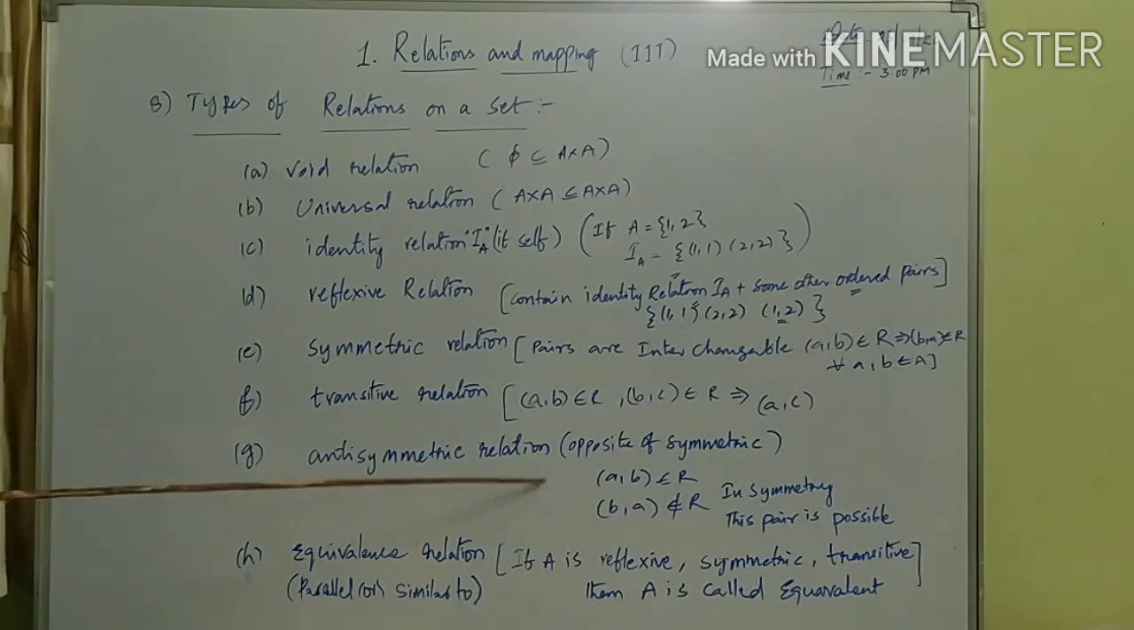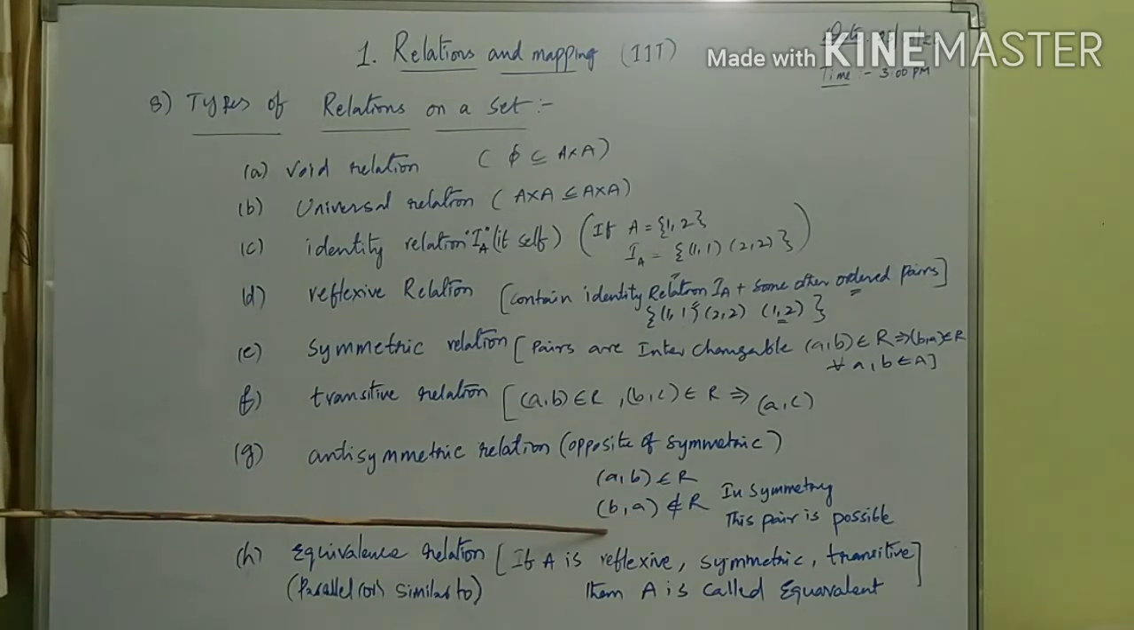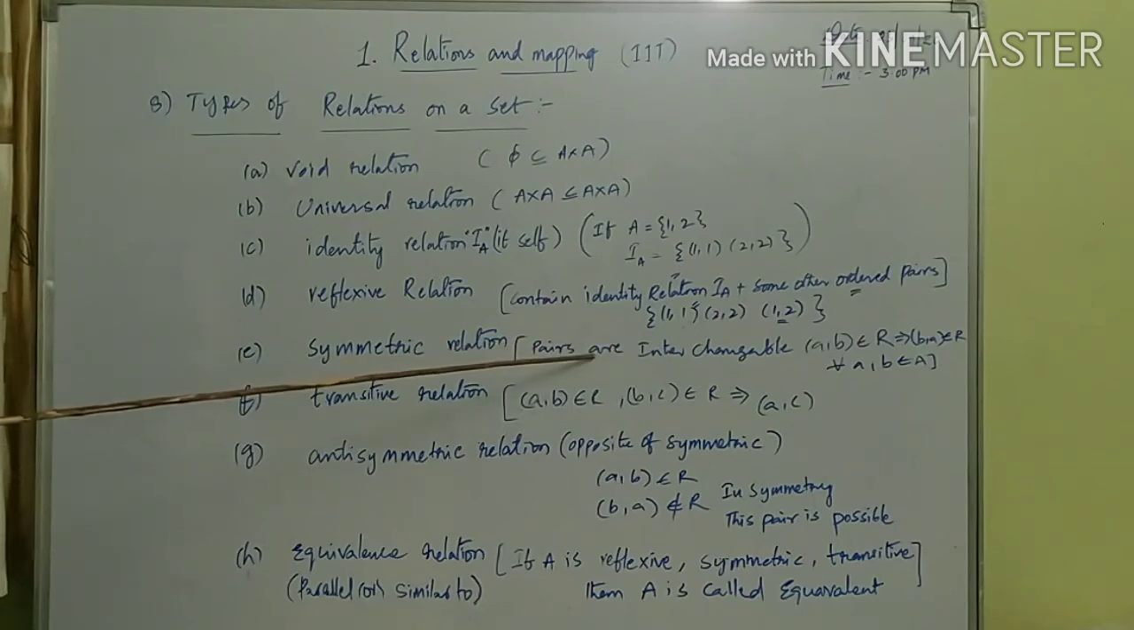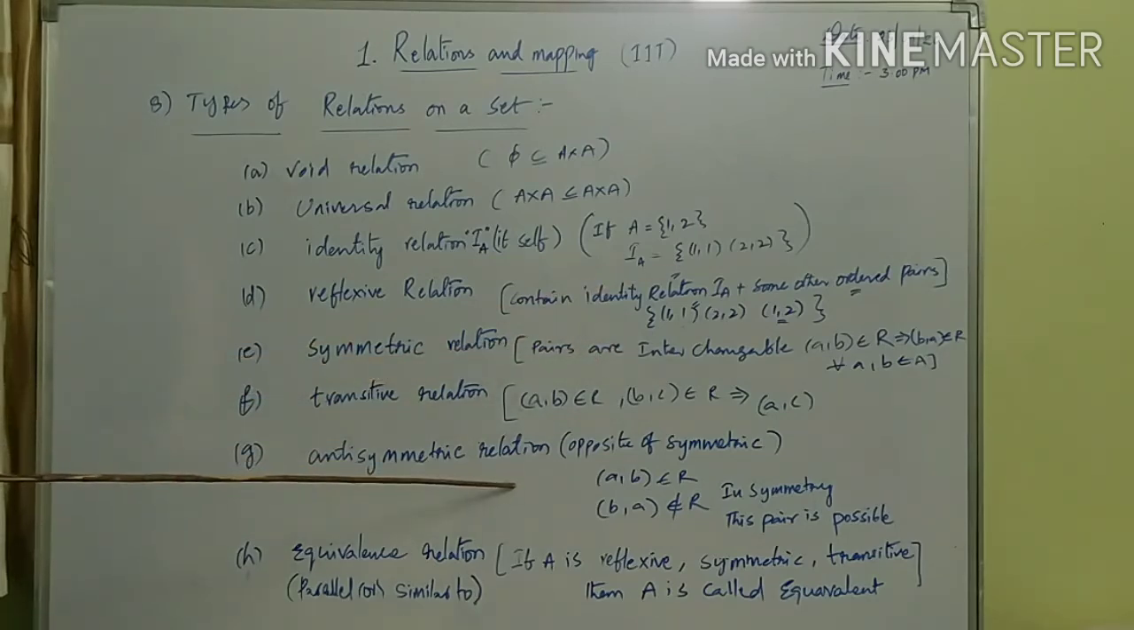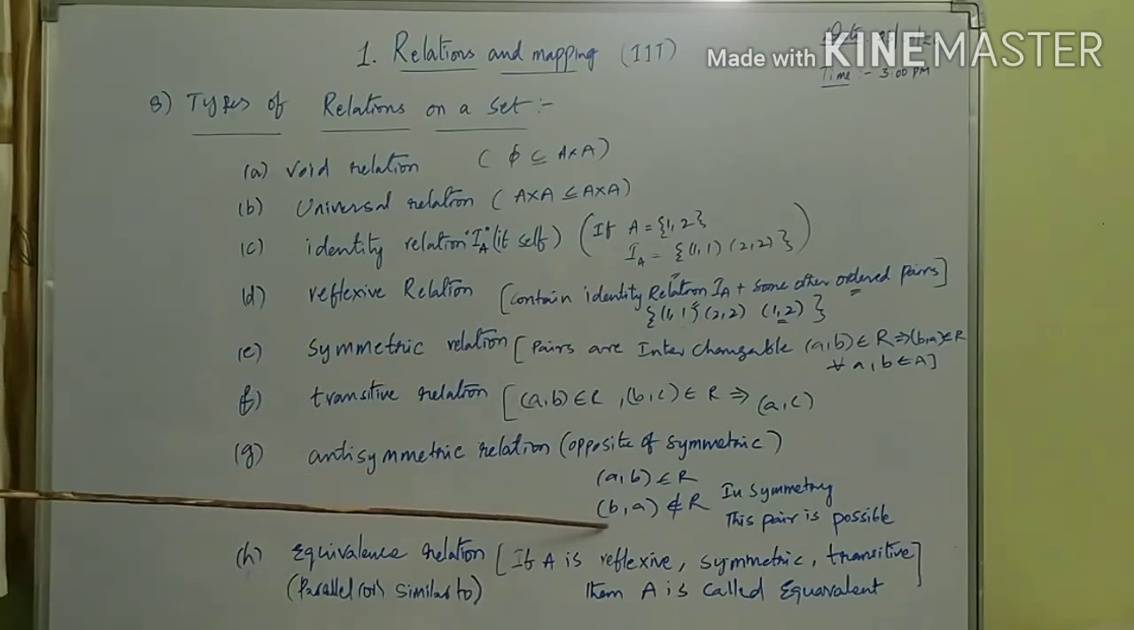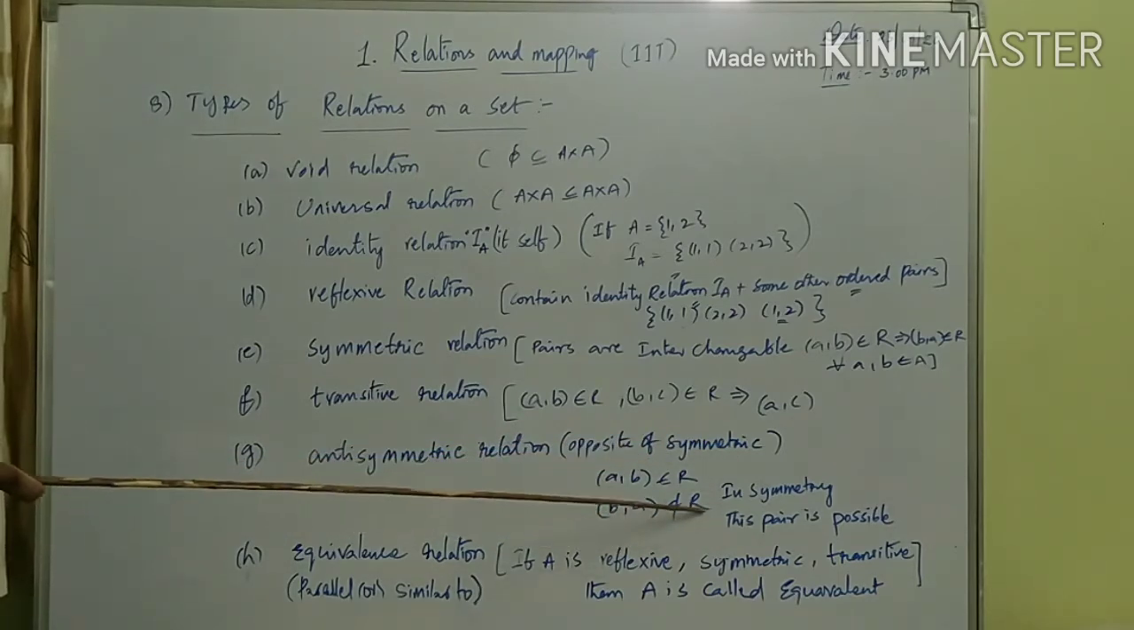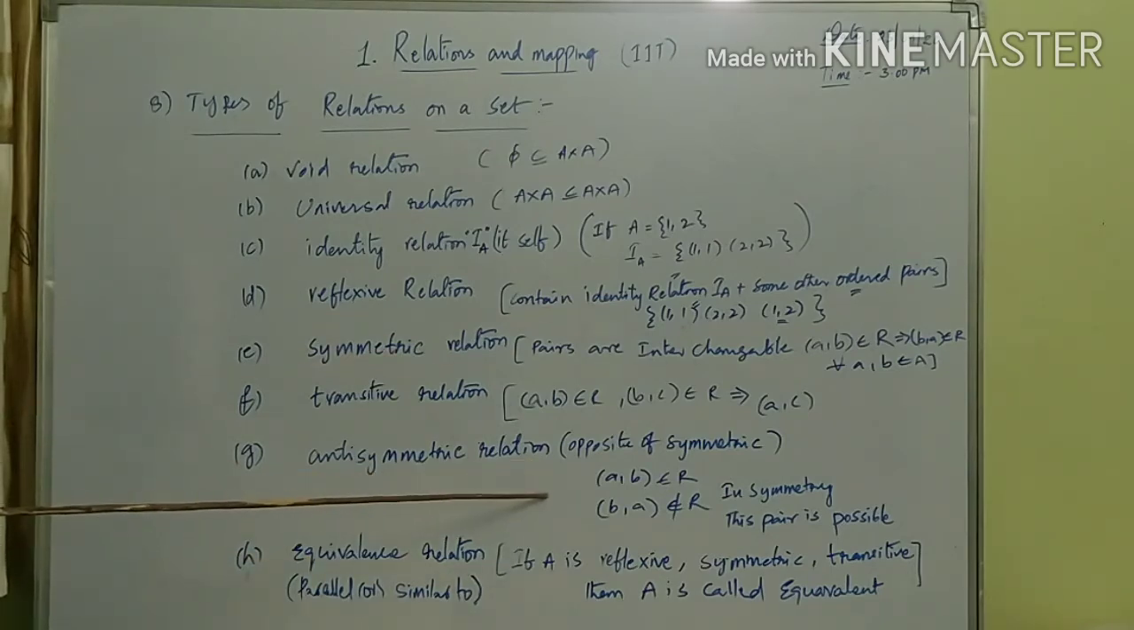Antisymmetric relation is nothing but the opposite of symmetric relation. If (a, b) belongs to R and (b, a) also belongs to R, it is a symmetric relation. But in an antisymmetric relation, (b, a) does not belong to R. This type of pair is not possible in antisymmetry. This type of set of ordered pairs is called an antisymmetric relation.